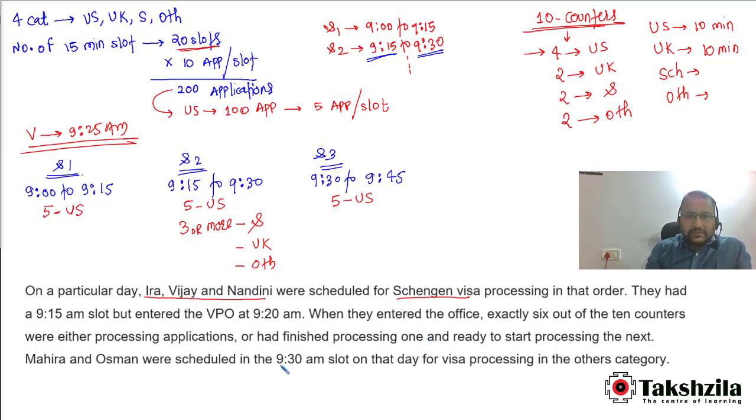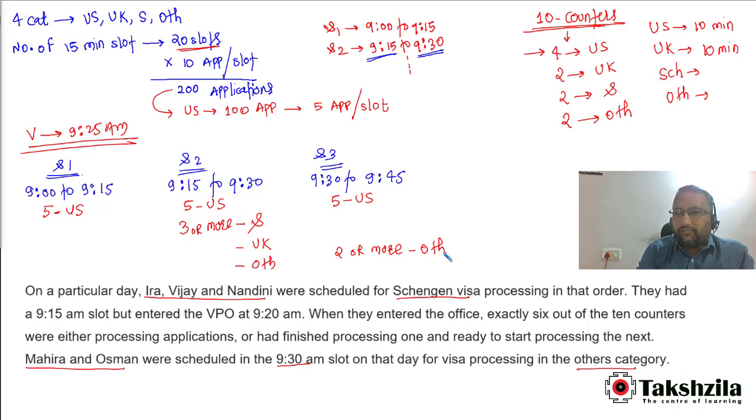Over here, next is Mahira and Usman. They were scheduled at the 9:30 a.m. slot for the others category. It means the number of applications called for the others category are 2 or more.